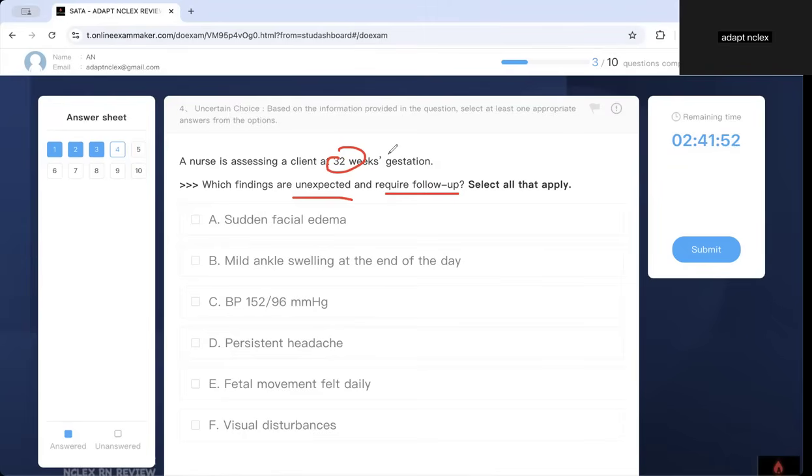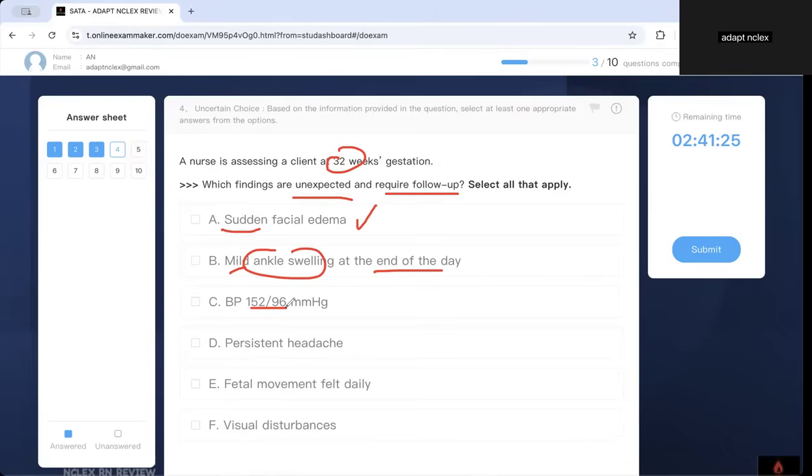You can have edema anywhere, but in your face when you're pregnant, we've got to worry about it. And the word sudden is a problem. Your ankle is swelled, but when? At the end of the day, and they put mild there. Don't fall for it. When a pregnant lady is upright for a long time, you're going to have edema because blood goes to the legs.